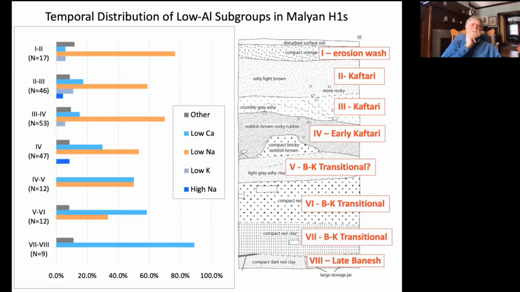In later periods, it's getting almost all of its pottery from the low sodium source. In earlier periods, it's not getting pottery from all of the sources. And in the Banesh Kaftari transitional, it's only getting pottery from 2 sources. So it's very localized acquisition of ceramics during the Banesh Kaftari transition, and a much greater variety of ceramics during the Sukulma era.